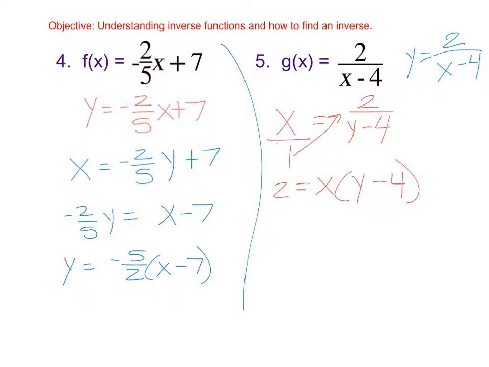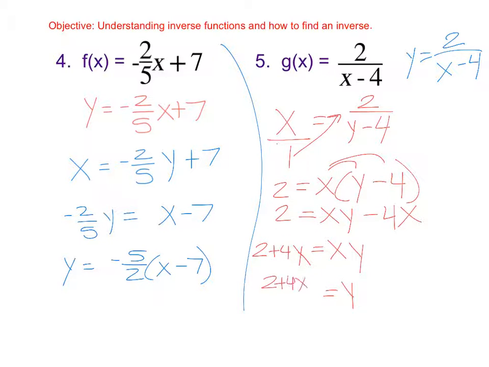Now there's two ways to do this. I'll show you the distributing way. So if you distribute, 2 equals xy minus 4x. So remember we're solving for y. Xy equals 2 plus 4x. So y equals, what's x? 2 plus 4x all over x. And that would be your answer.